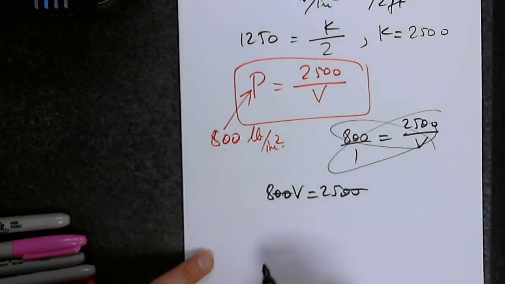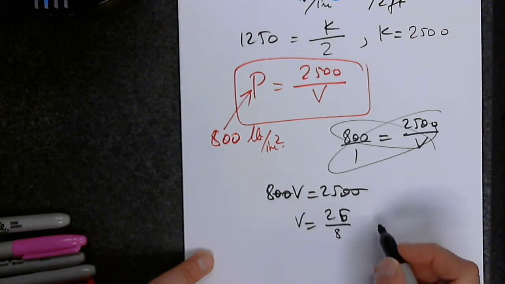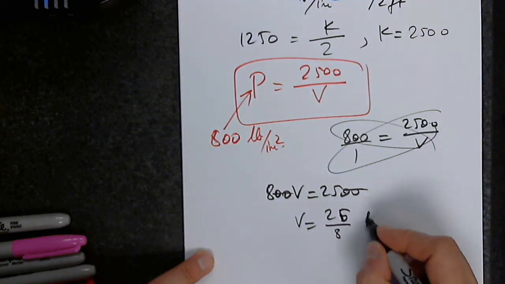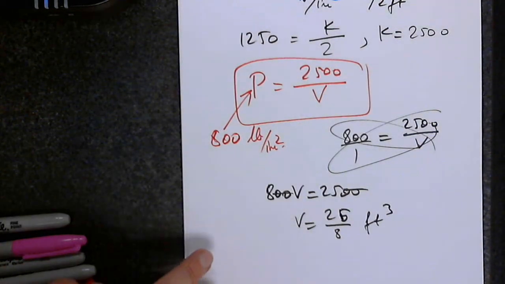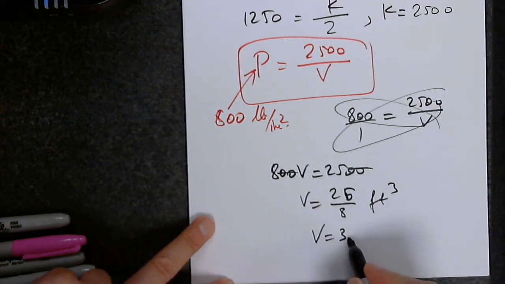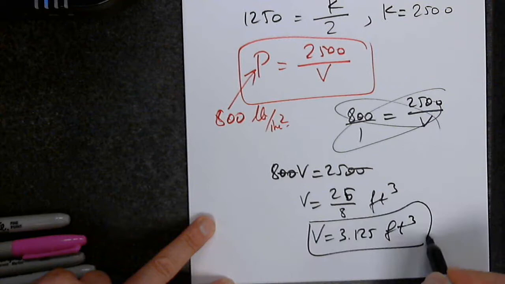I will divide both sides by 800. So I get 25 divided by 8 cubic inches. I'm sorry, cubic feet. So yes, of course, I can write it as a decimal. So 3.125 cubic feet.